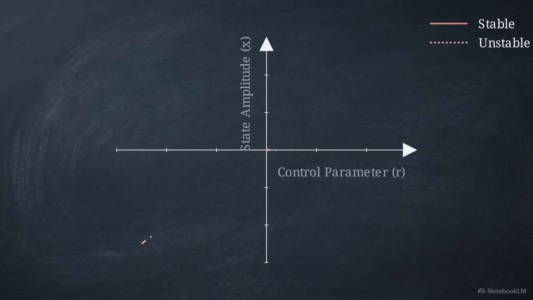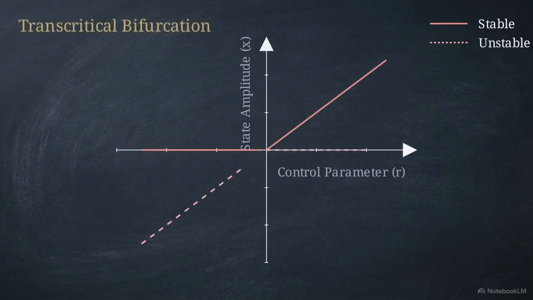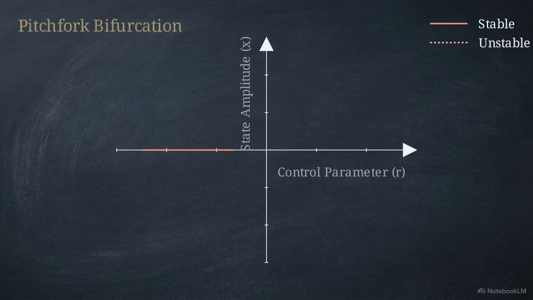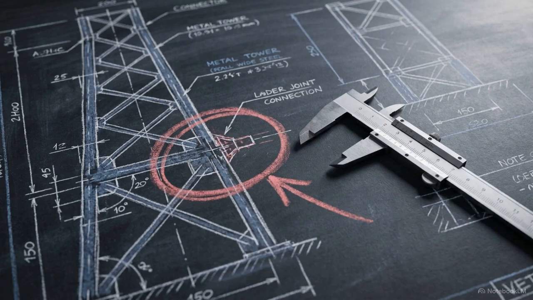Other zero eigenvalue bifurcations follow similar mapping rules. In a transcritical bifurcation, intersecting points exchange their stability. In a pitchfork bifurcation, a single stable path breaks its symmetry, splitting into multiple distinct states. The bifurcation diagram identifies the parameter values where a specific state loses its stability. It defines the operational thresholds engineers use to prevent structural failure.